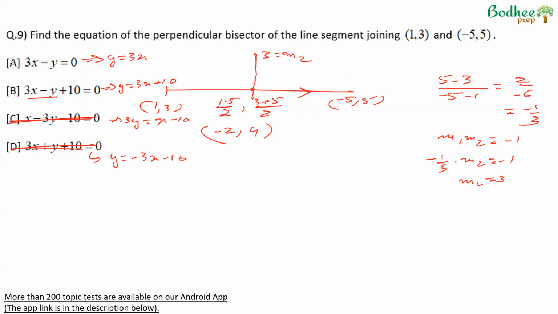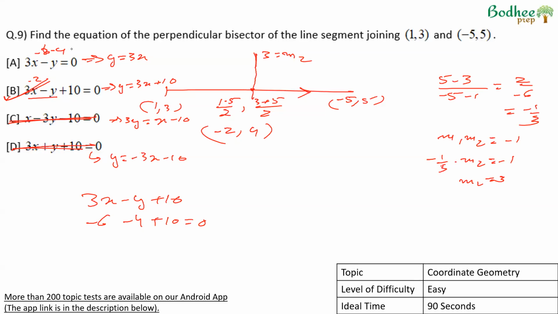Then we look at our point, minus 2 and 4. If we put x as minus 2 here, this becomes minus 6 minus 4, which is minus 10, not equal to 0. In 3x minus y plus 10, if we put x as minus 2, this becomes minus 6, y is 4, and this will be equal to 0. So option B has the required slope and also passes through the point. That becomes my answer. I think this is an easy question: finding out the slope and the midpoint and then just putting the values.